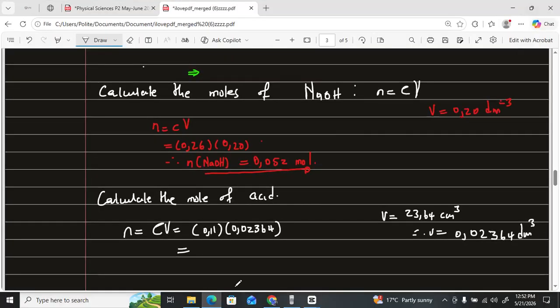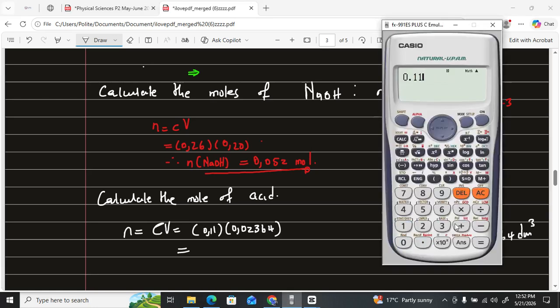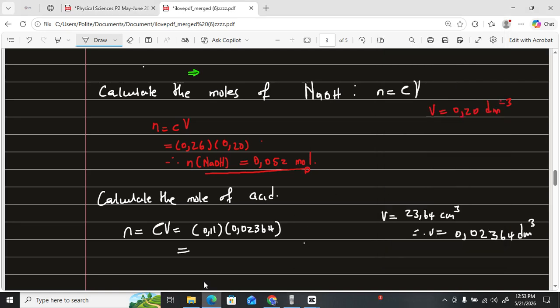Let's see. 0.11 multiplied by 0.02364. What is that equal to? So I'm just going to write this as 0.00, because 10 to the power negative 3 tells you that we have 3 zeros, then we put 26. Let me go back there. We said 10 to the power 3. I remember saying 10 to the power 3. So there will be 0.0026, and then this will be mole.